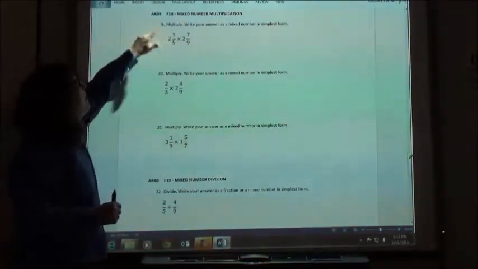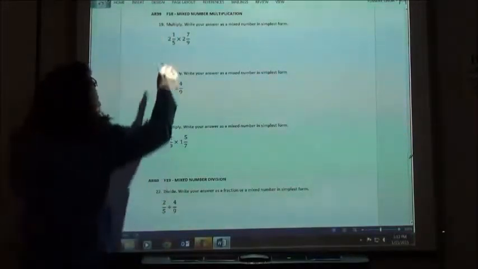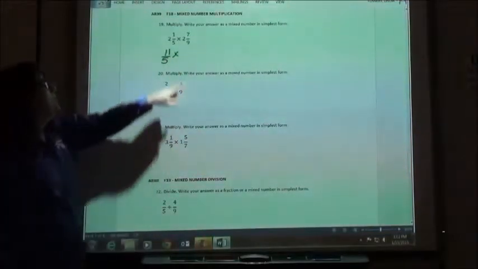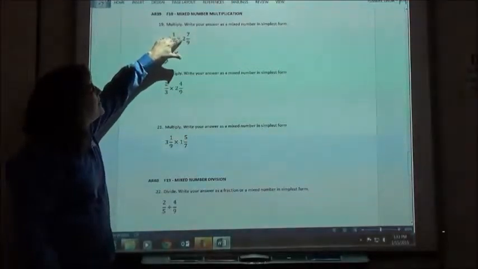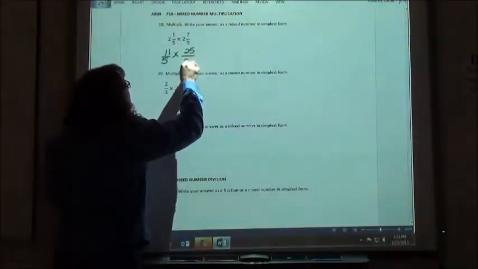So we're going to take the 5 times the 2 is 10, 10 plus 1 is 11, and we're going to make that 11/5. And then we're going to multiply here. 9 times 2 is 18. 18 plus my 7 is going to give me 25 ninths, right?